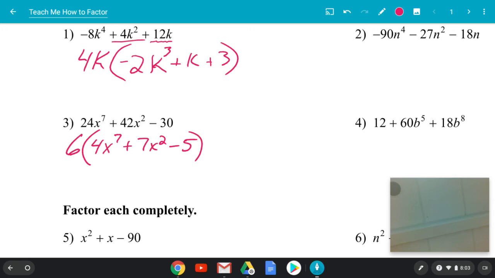So on the first one, how many people just forgot to take out the K? Okay, that makes sense to me. All right. So that was just a couple of them just doing the GCF.